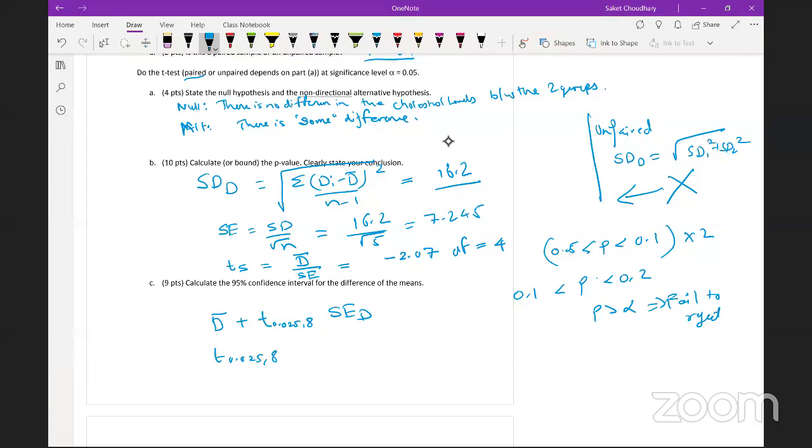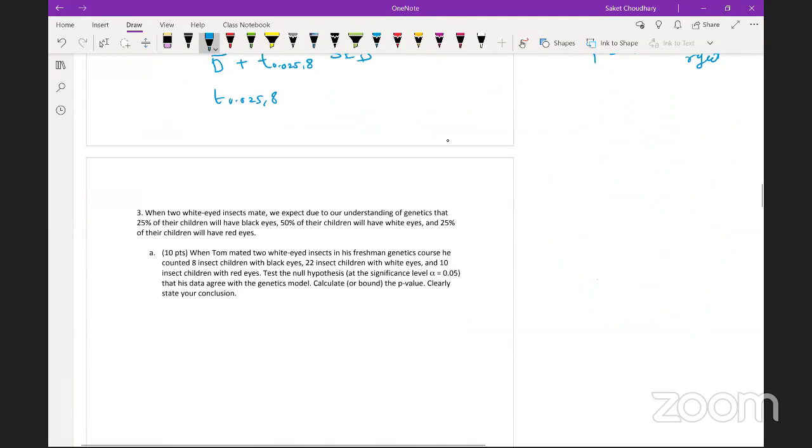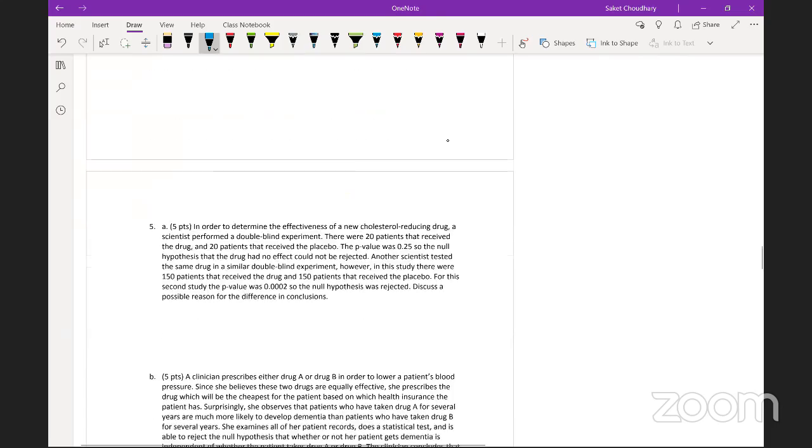This is not 1.96. This is not your standard 95% interval. That 1.96 actually arises if you're working in the z domain, but you're not. You're working in the t domain, right? So you're working with the t distribution. So you have to explicitly calculate this value.